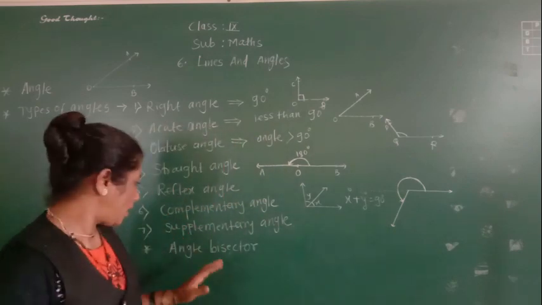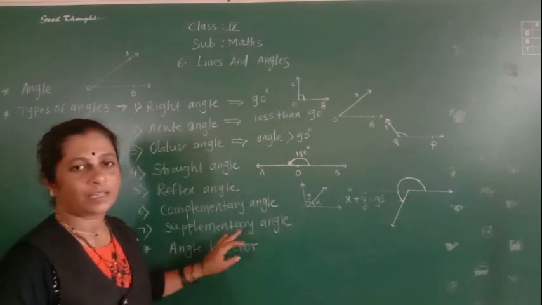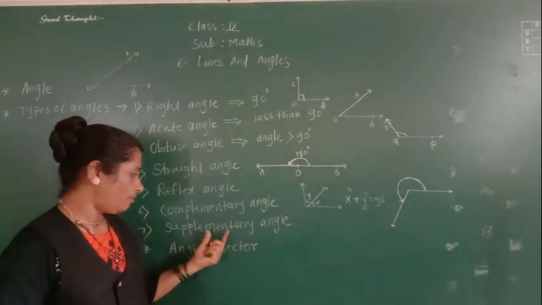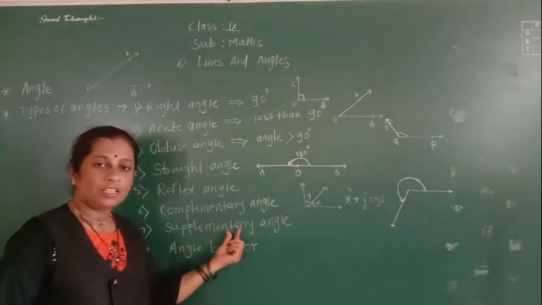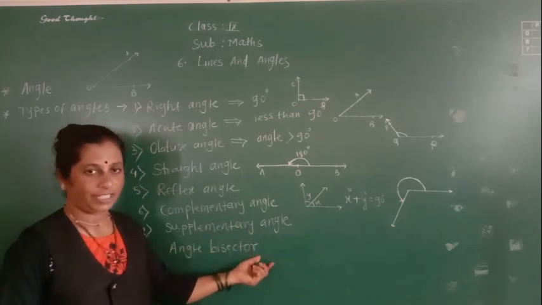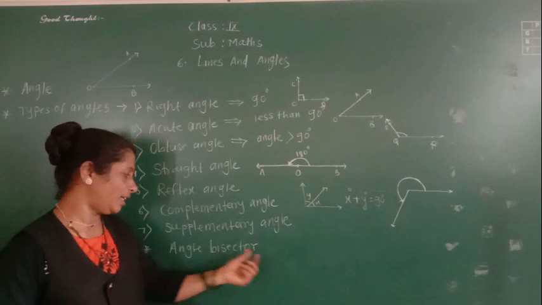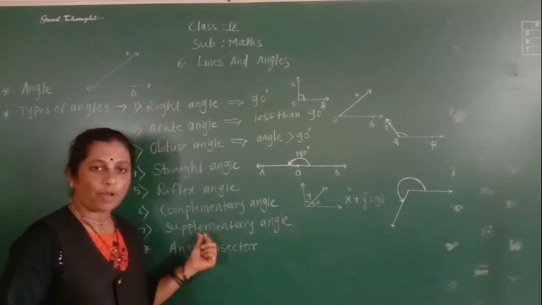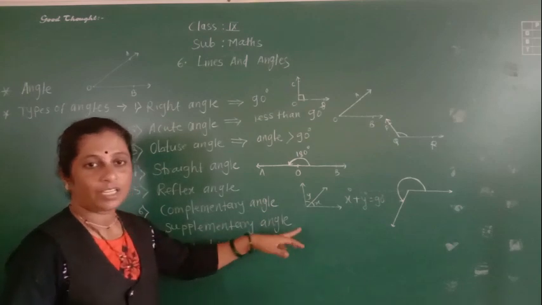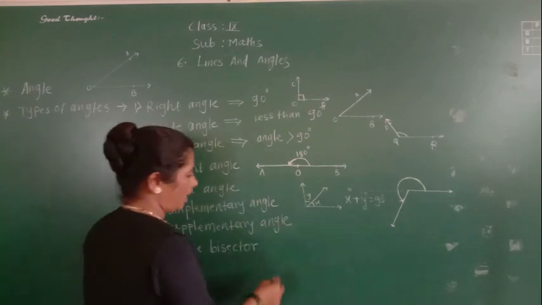Understood everyone? Now the same for supplementary angles. Two angles are called supplementary if the sum of their measures is 180 degrees. What is meant by supplementary angles? When we say that two angles are supplementary, the sum of their measures is 180 degrees, right?